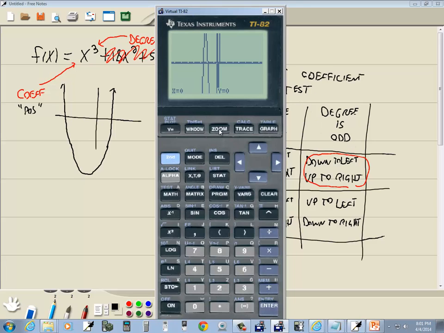Now set your zoom back. You do zoom and you choose 6 for ZStandard. And that's how you can use the leading coefficient test to understand the graph better on your TI-82 calculator.